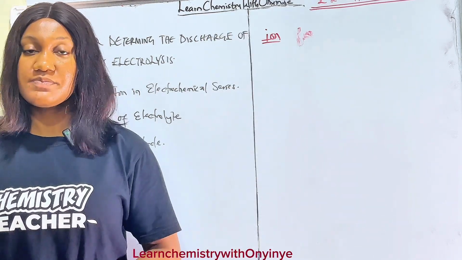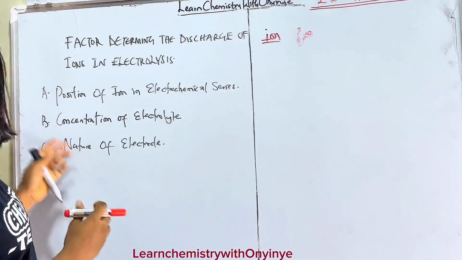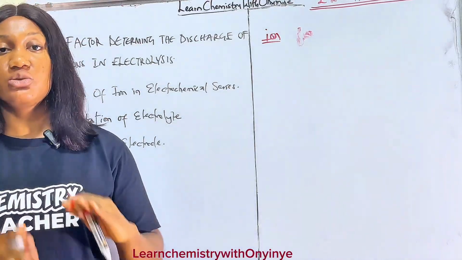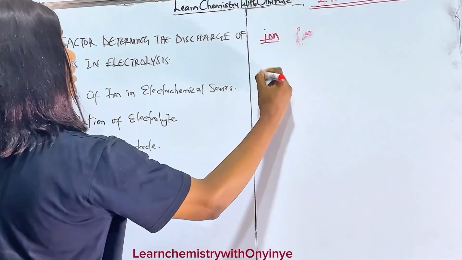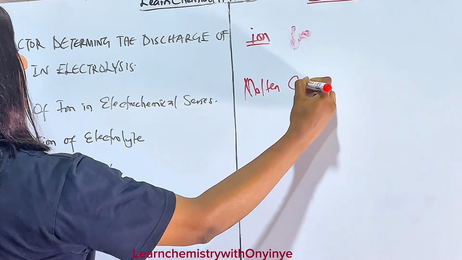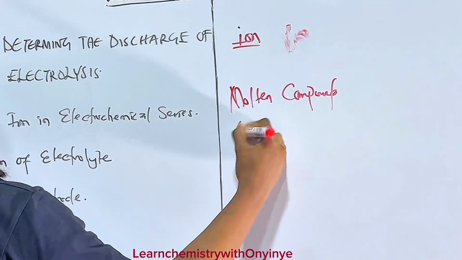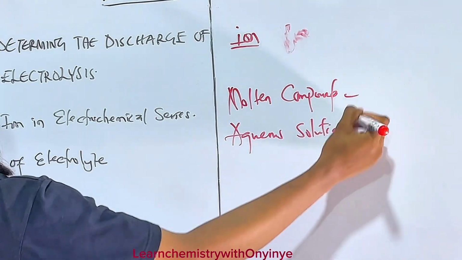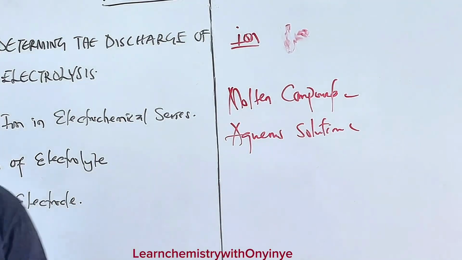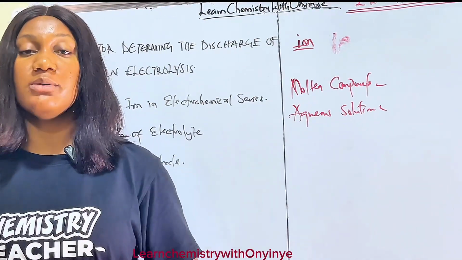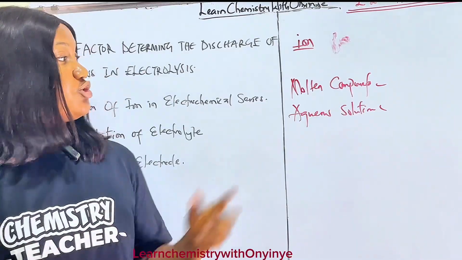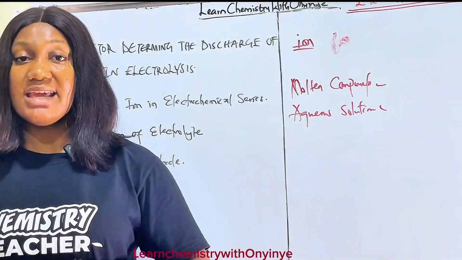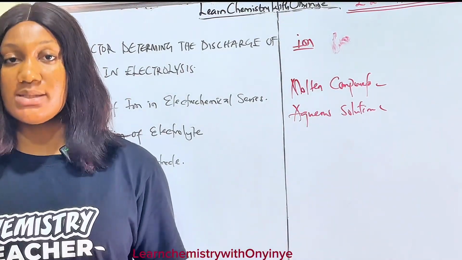So once this happens, there are two types of electrolyte you'll be seeing in questions on electrolysis. One is the molten compound or the aqueous solution. Now, what's the difference between these two? The molten compound is simply a solid compound that has been heated to liquid. So the state of a molten compound is in the liquid form. The aqueous solution is a compound that has been dissolved in water.